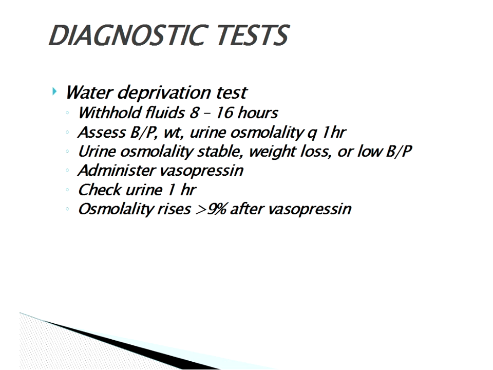Diagnostic tests for diabetes insipidus include water deprivation tests, where they withhold fluids for 8 to 16 hours. You are to assess the blood pressure, their weight, and their urine osmolarity every hour. Is the urine osmolarity stable? Are they having weight loss? Are they losing blood pressure? If they are, then you would administer vasopressin. If the body responds, it should show the osmolarity rising greater than 9% after the vasopressin.